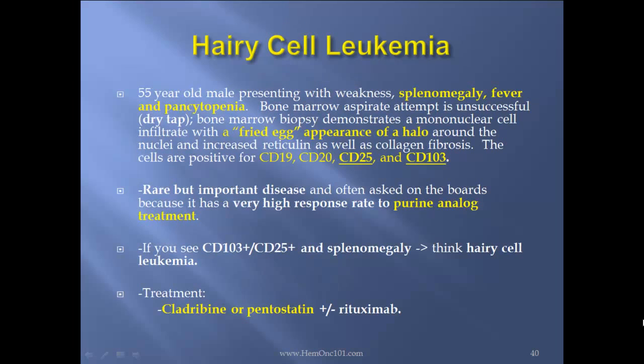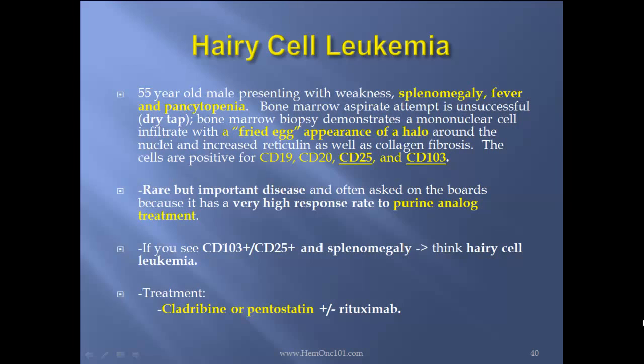Hairy cell leukemia, case report. 55-year-old male presenting with weakness, splenomegaly, fever, and pancytopenia. Bone marrow aspirate attempt is unsuccessful, dry tap, very important. Bone marrow biopsy demonstrates a mononuclear cell infiltrate with the keyword fried egg appearance, a halo around the nuclei, and increased reticulin as well as collagen fibrosis. The cells are positive for CD19, CD20, and two things you absolutely need to know, CD25 and CD103.